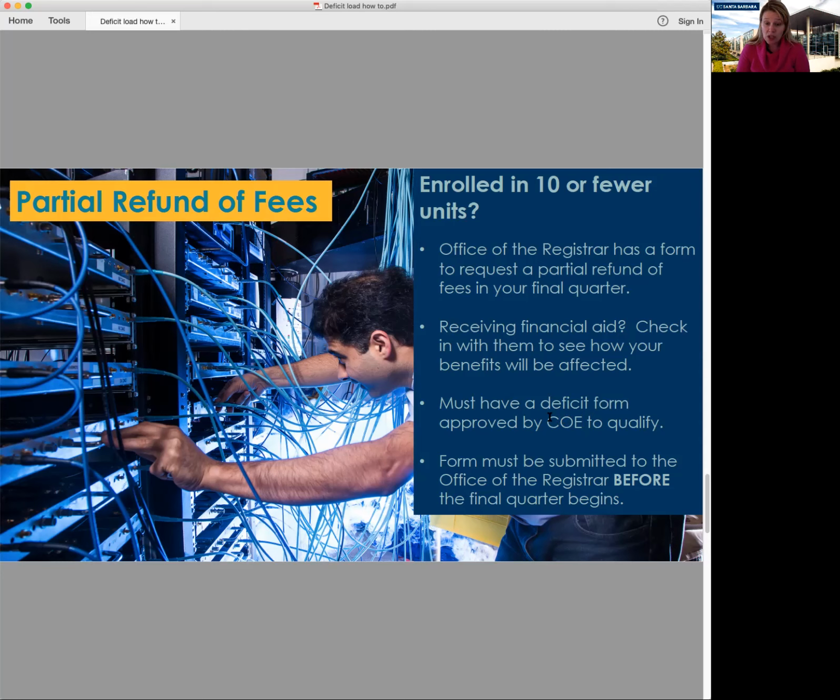One important thing to note, you must have a deficit form approved by the College of Engineering to qualify for the partial refund of fees. This form also must be submitted to the registrar's office before the final quarter begins. My suggestion to you is that after you enroll in Pass 1 for the final quarter, go ahead and just email the two forms to the respective offices at the same time.